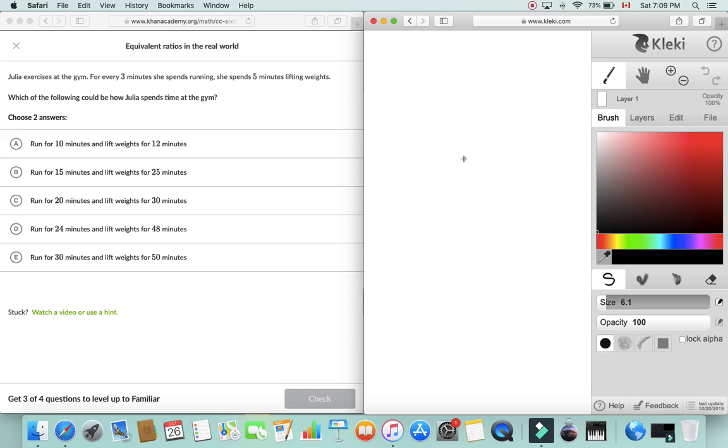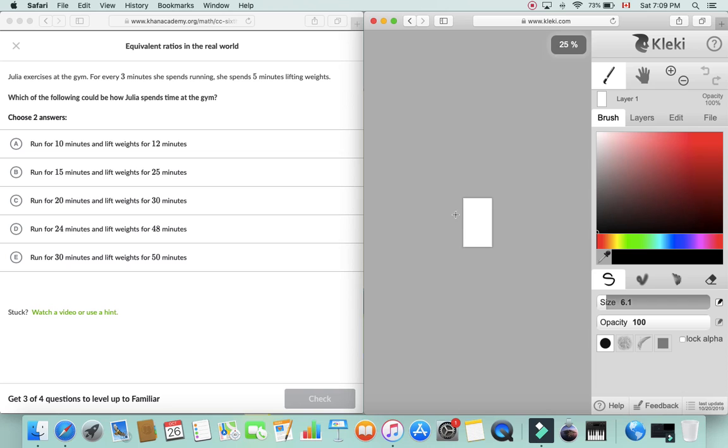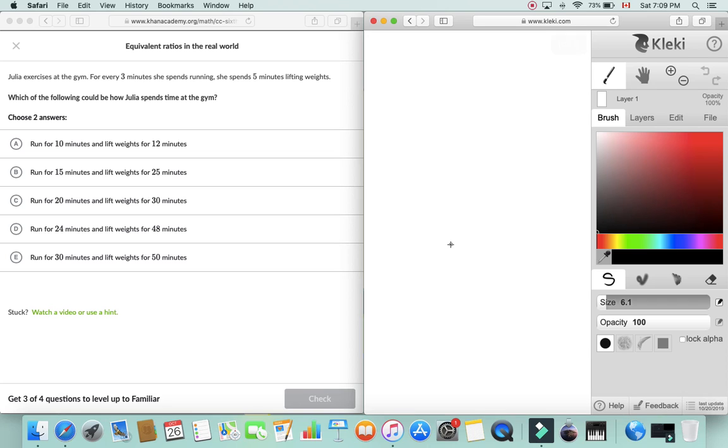Julia exercises at the gym. For every 3 minutes she spends running, she spends 5 minutes weightlifting. So 3 minutes running, 3R. She does 5W. Which of the following can be how Julia spends the time at the gym? So for every run for 10 minutes, you can't do that. It's a 3. That's wrong. It's not even the other way around.